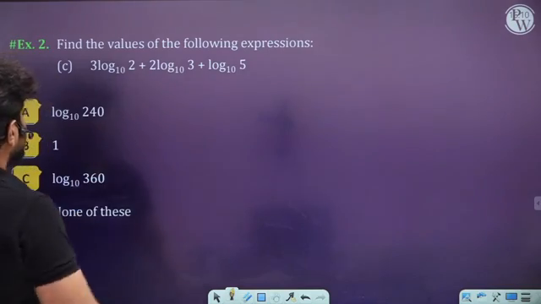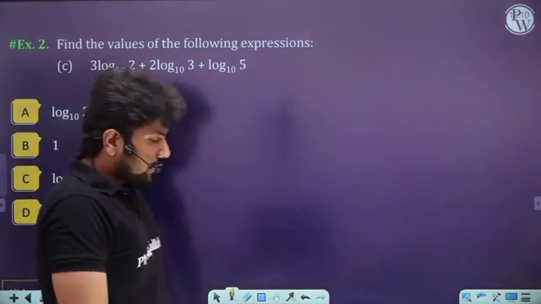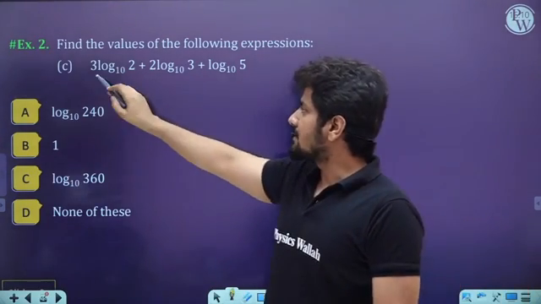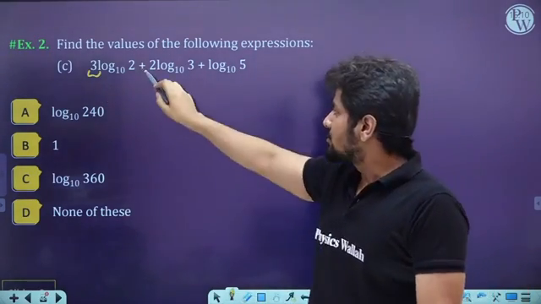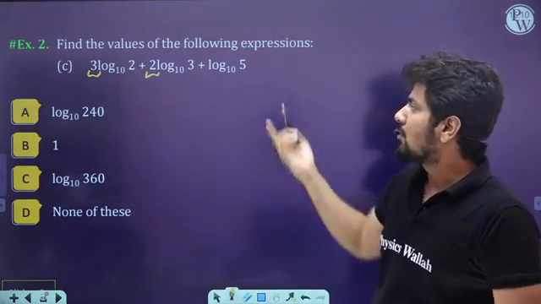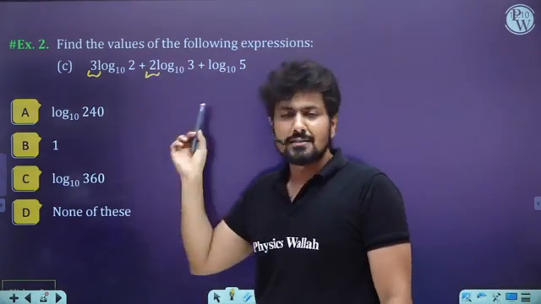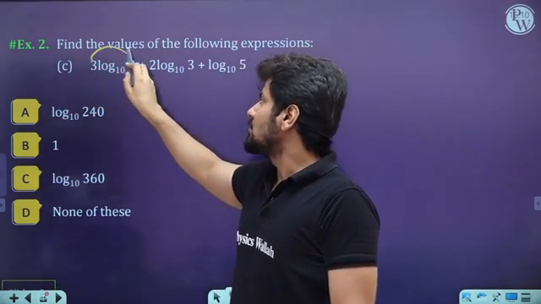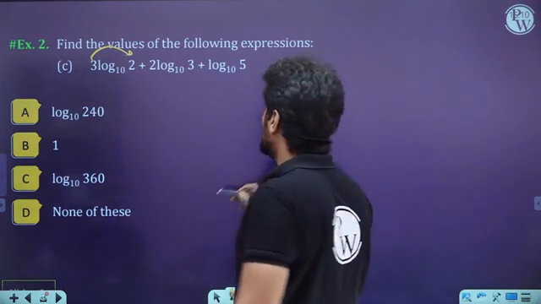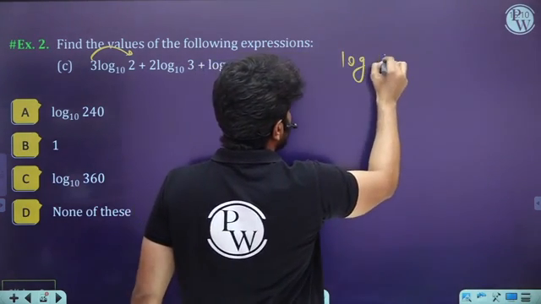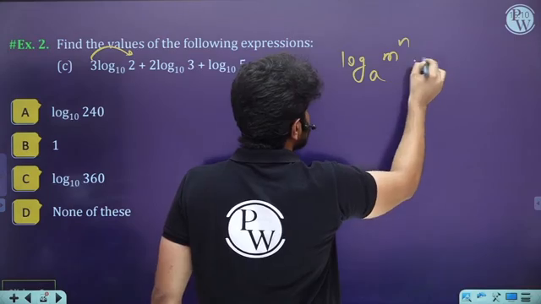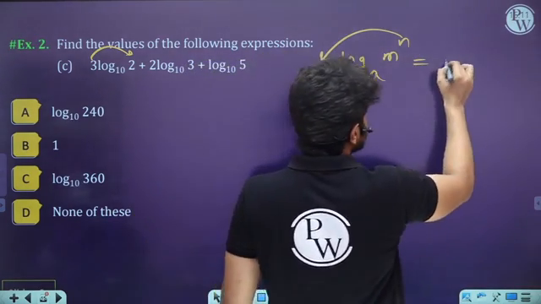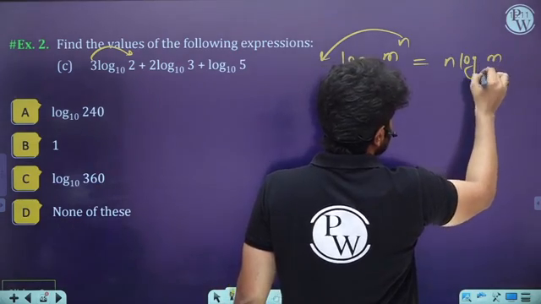Now the next question: 3 times log of 2 to the base 10. Here we are not able to add currently because there is 3 times log. There is 2 times this log and then we have log of 5 to the base 10. All the logs have the same base. So first of all, I am sending this number 3 to the power. Because we know the property that log of m raised to the power n to some base a, this n gets into the multiplication. It can be written as n times log of m to the base a.